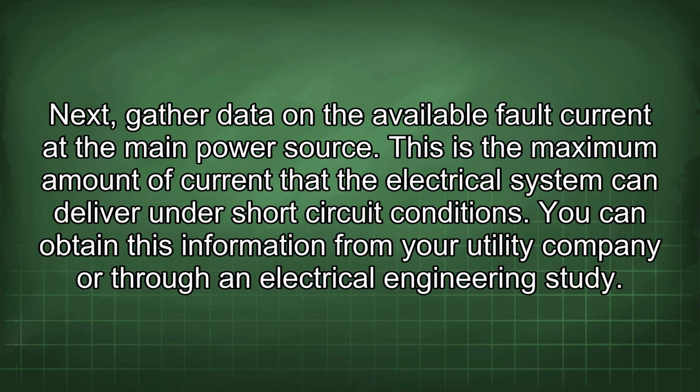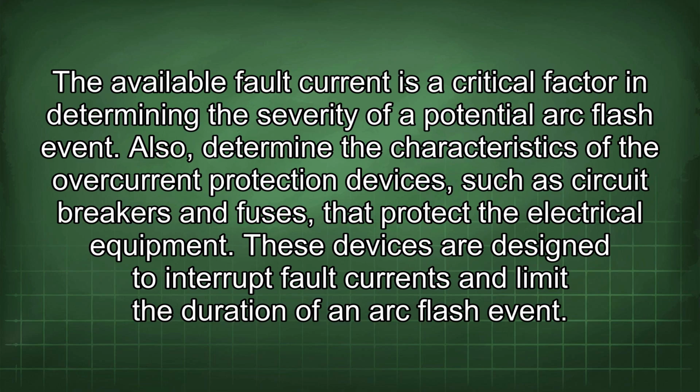Next, gather data on the available fault current at the main power source. This is the maximum amount of current that the electrical system can deliver under short-circuit conditions. You can obtain this information from your utility company or through an electrical engineering study. The available fault current is a critical factor in determining the severity of a potential arc flash event.